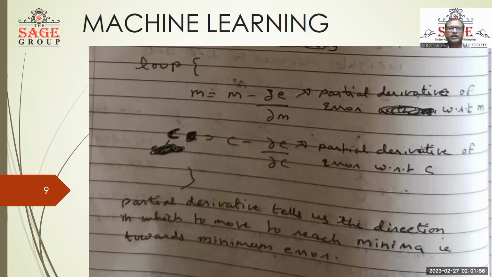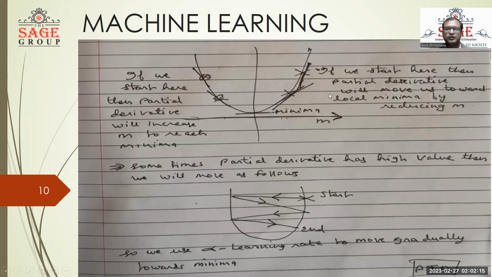So let us again look at this formula. This del E upon del M will give me some positive value, and this positive value will be subtracted from the original M. So it means the new M will be a little bit smaller than the older M. Now this is what we want also, because ultimately we want to reduce this M, because as we go on reducing this M, we will finally reach this global minima, and this is where we have to reach.